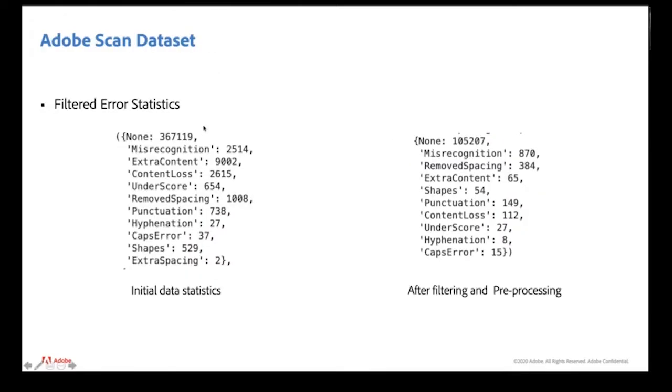After filtering, after removing, let's say, PDFs with figures and so on, the errors have greatly reduced. This is actually a bad thing, because we want to correct more errors, but because we can't correct certain PDFs, we filter them out. Misrecognition errors have reduced from 2514 to 870. Extra content has reduced. All errors have reduced, but the good part is that these are much more aligned and much more feasible to correct.